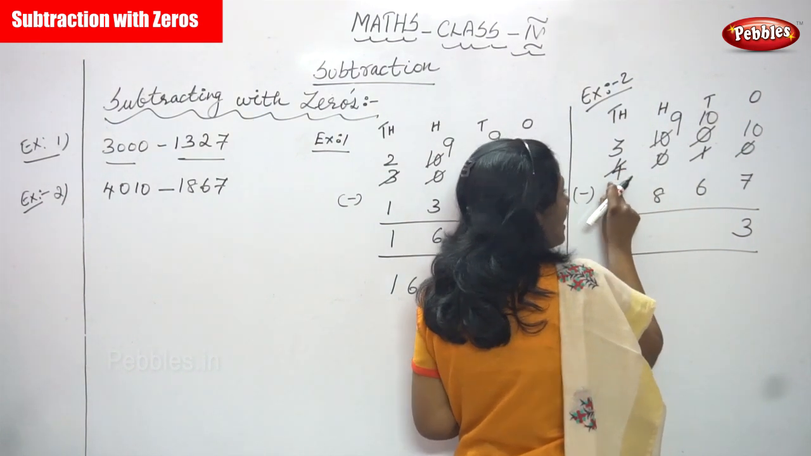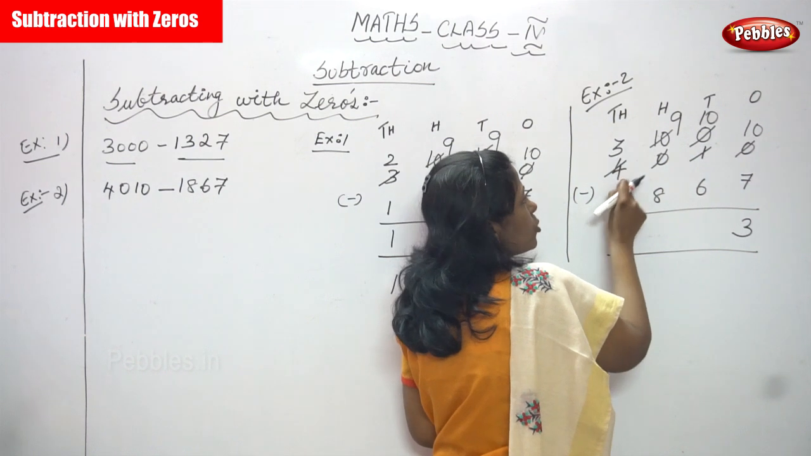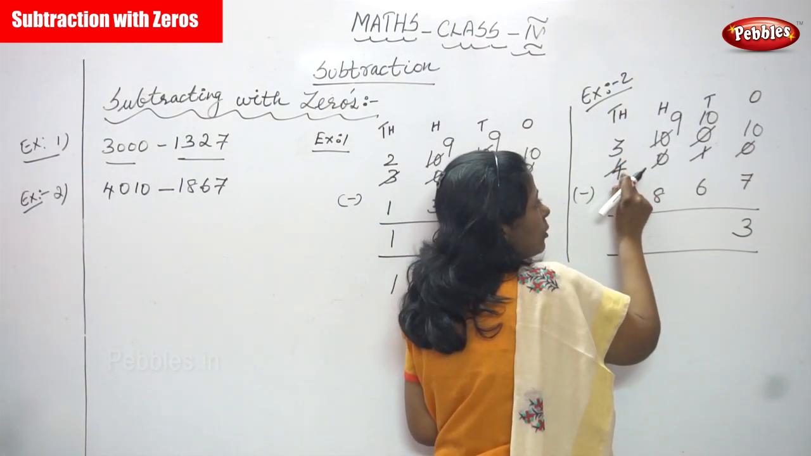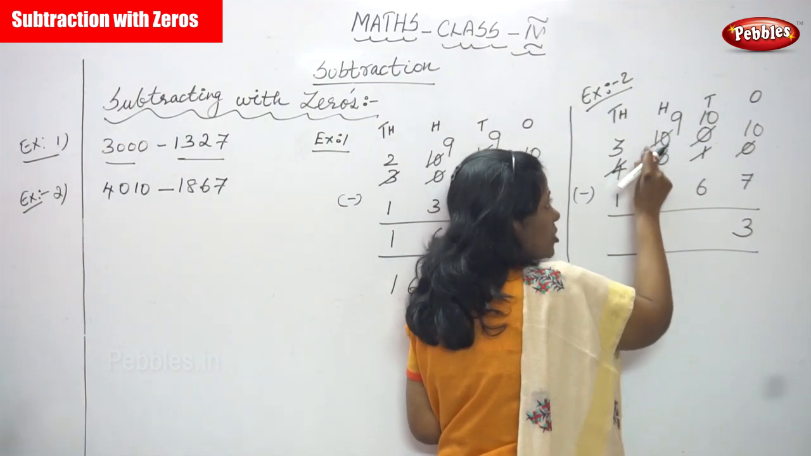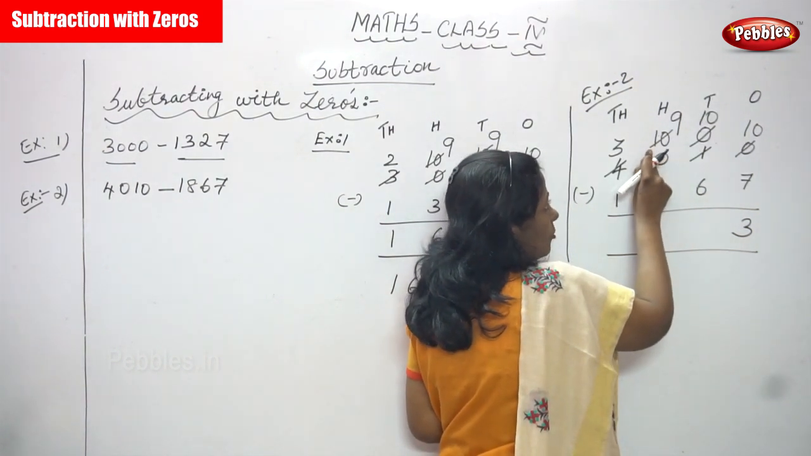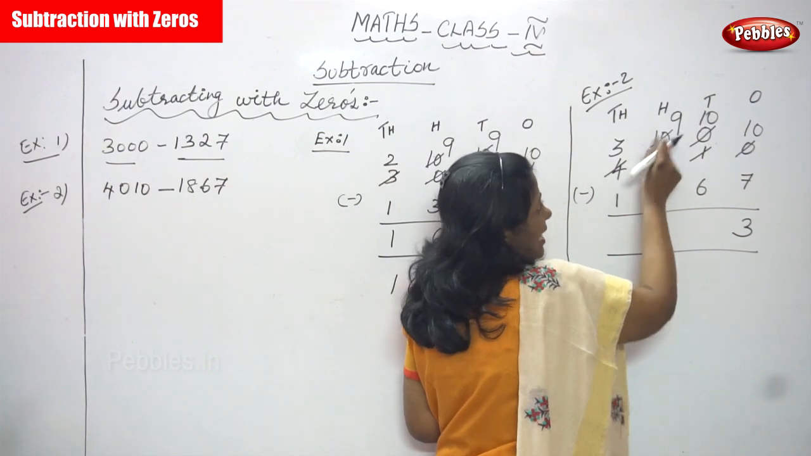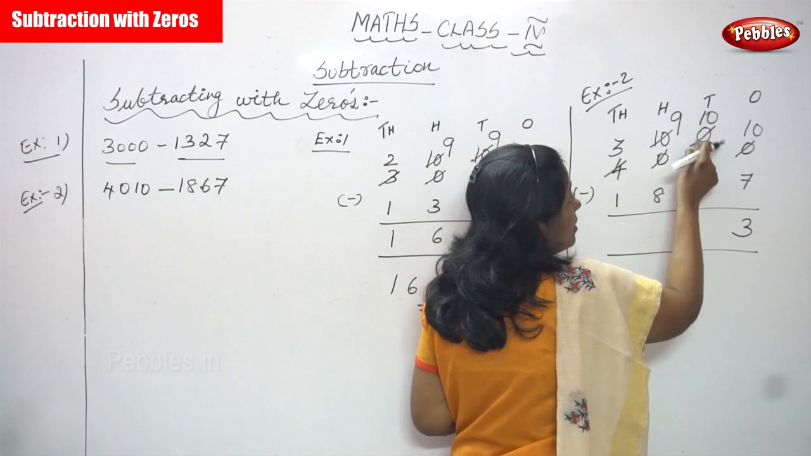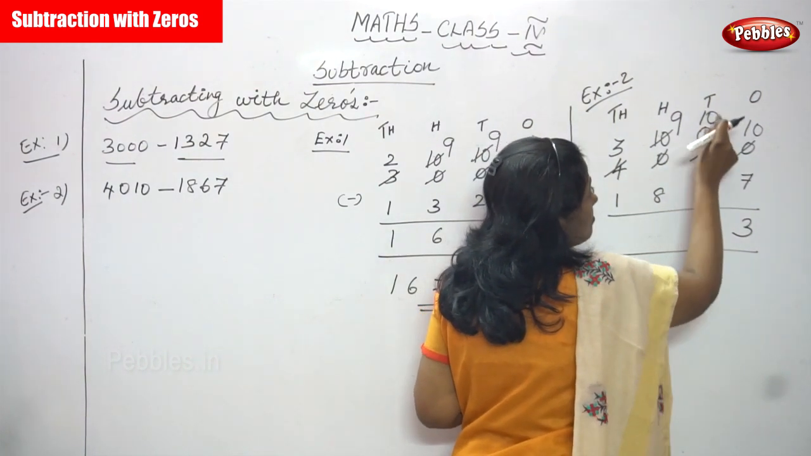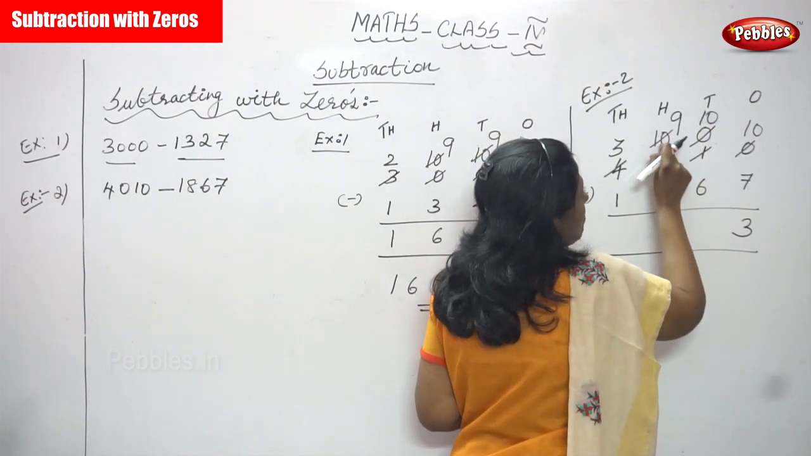The 1000 place number is 4. I have to borrow from 1. So this 4 becomes 3. So I have to borrow from 110. So this 100 place 0 becomes 10. So again I have to borrow from what? From this 10 in the 100 place. I have to borrow from 110 here. So this tens place 0 becomes 10, and this 10 becomes 9.